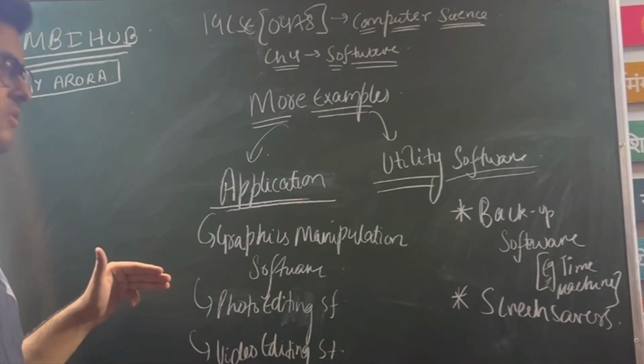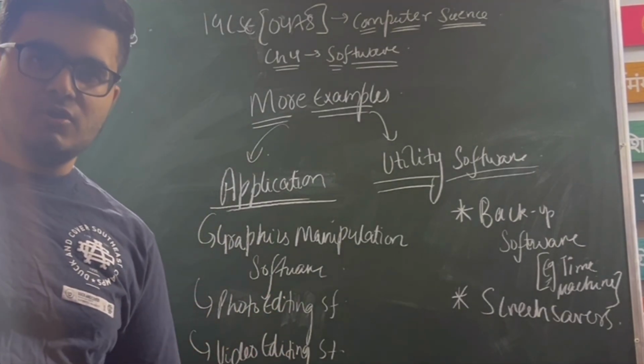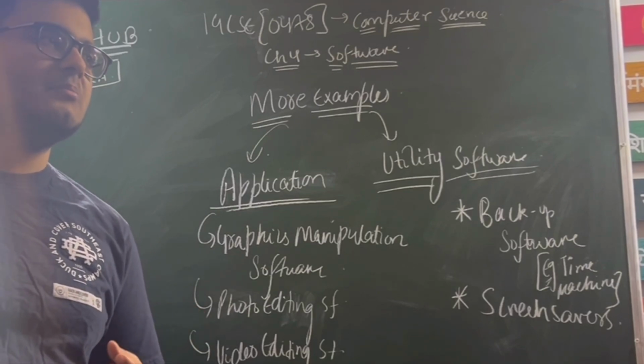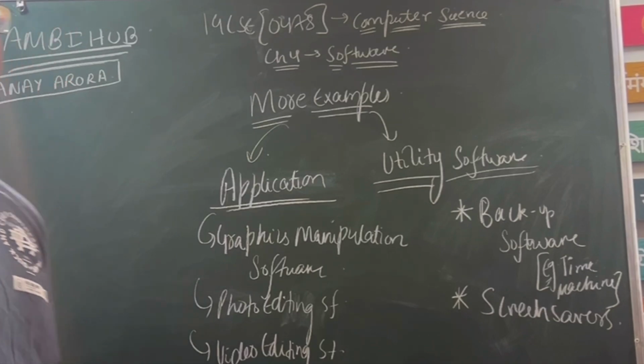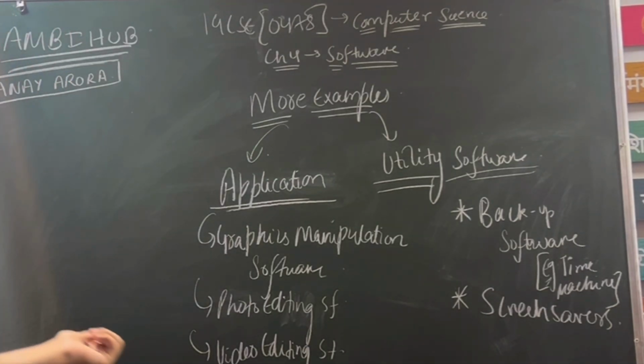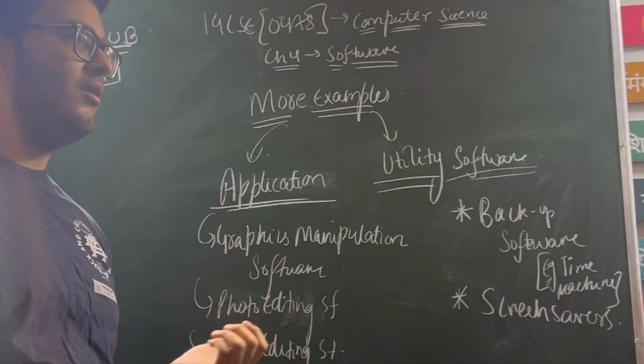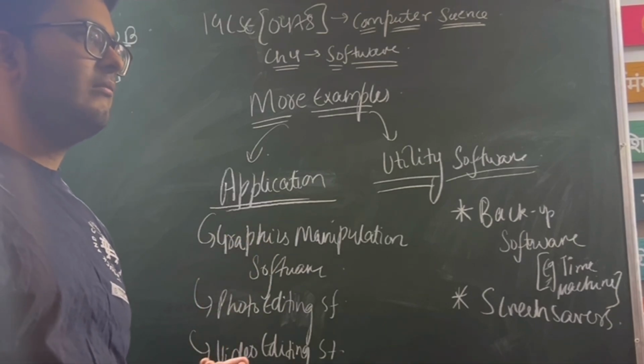For photo editing software, obviously Adobe Photoshop is one of the best examples. Illustrator and all of this stuff, right? Canva is also a photo editing and a video editing software. So video editing, DaVinci Resolve, KineMaster, what else?